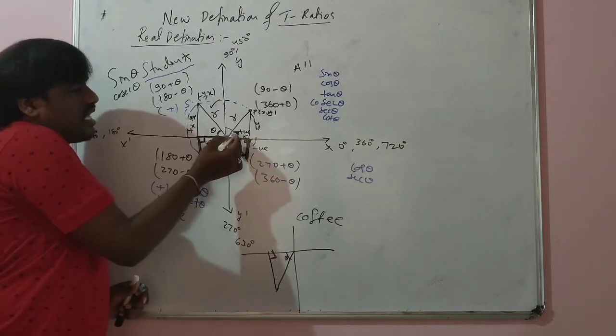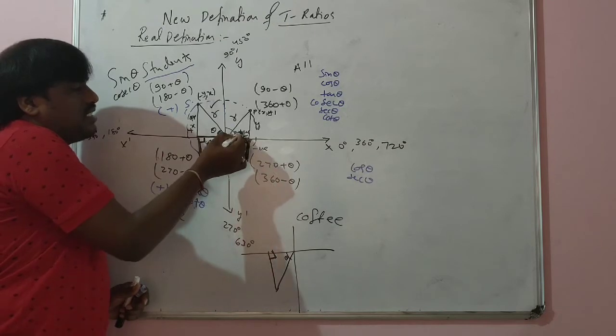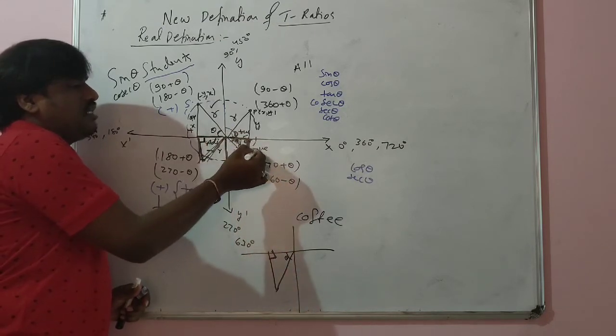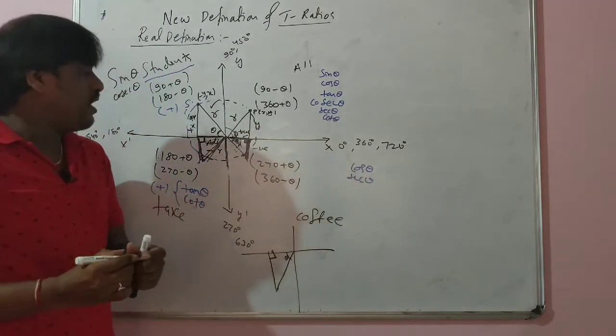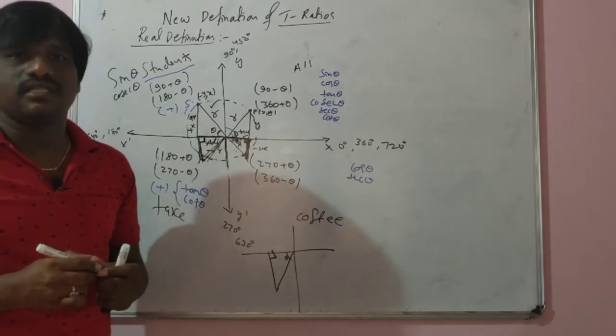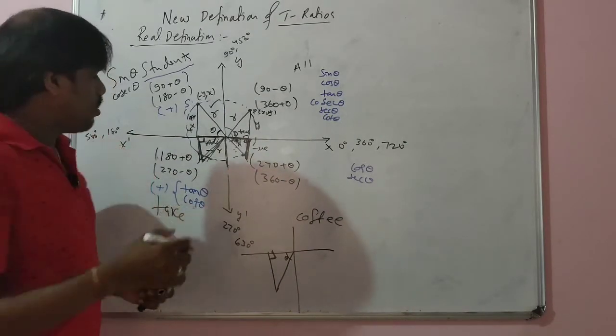Cos, you can take adjacent by hypotenuse, and sec is hypotenuse by adjacent. These are positive, this is negative. That is the reason cos is positive and sec is positive. Hope you understand why it is positive, why it is negative. Hope you understand, everyone.